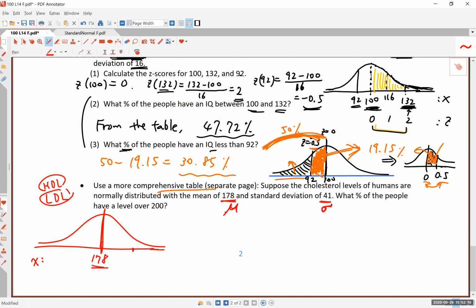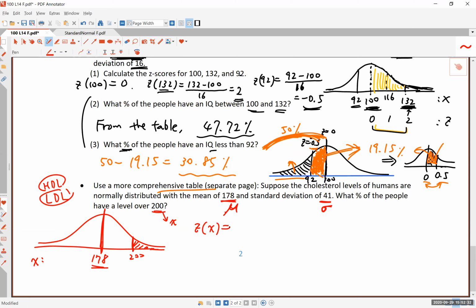What percent of the people have a cholesterol level over 200? So I'm talking about that part. The first thing we have to do is, remember this is the X score. I have to ask myself, what is the Z score corresponding to 200?